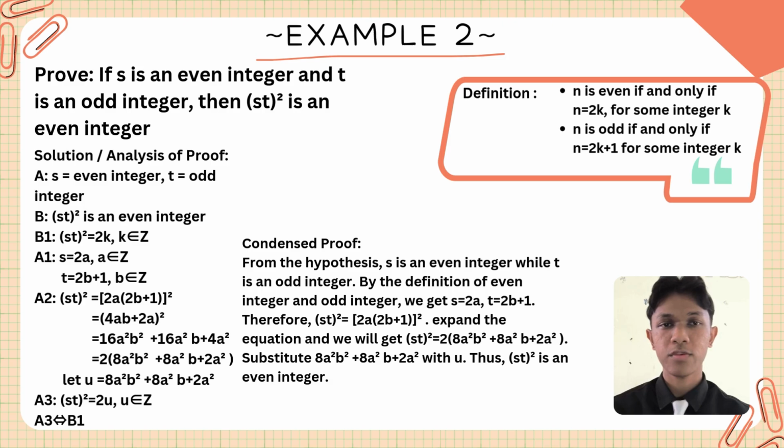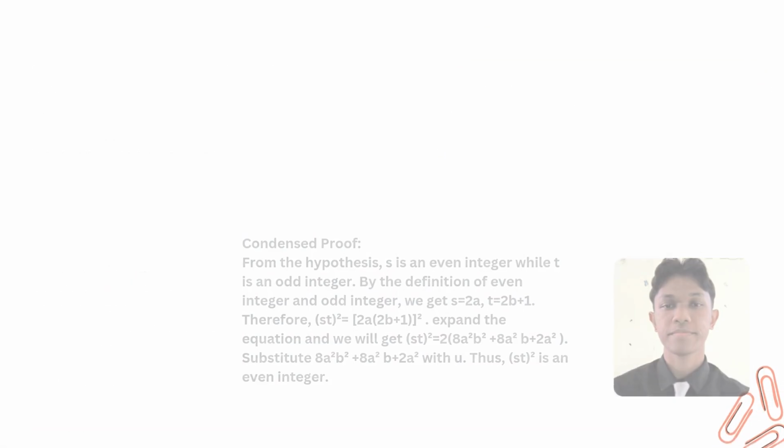And after we have done bringing out the 2, we will let u equal 4a squared b squared plus a squared b plus 2a squared. And our A3 will be st squared is equal to 2u, where u must be an element of the integers. And after that, we will compare A3 with B1, and it is the same. So we will get A3 is logically equivalent to B1.